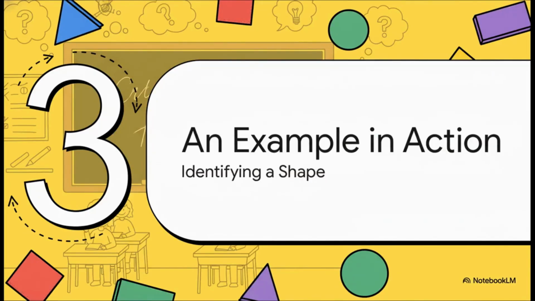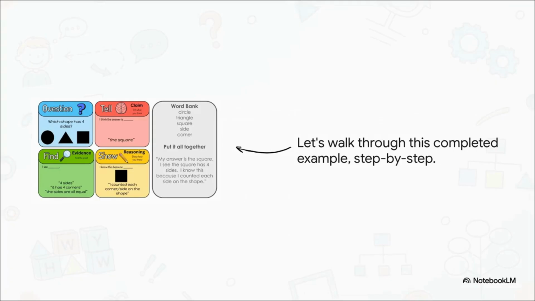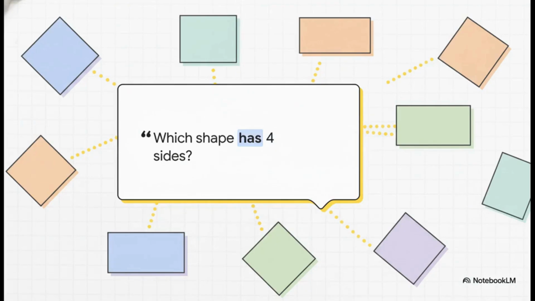Let's see how this actually plays out in a real classroom. We're going to use a super common task, just identifying a shape. So here we have a finished organizer. Let's just imagine you're doing this with your class, maybe in a small group. Let's model how a student would fill this out, piece by piece. First things first, we lay out the question for everybody. The problem we're all trying to solve is, which shape has four sides? It's super clear, super focused.